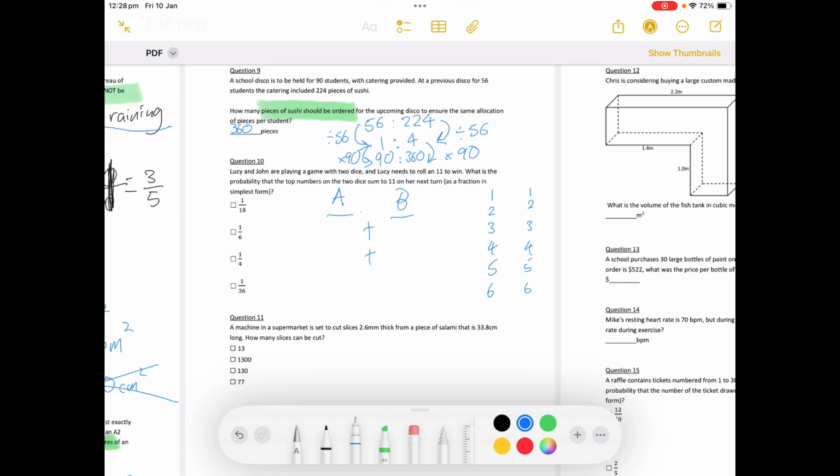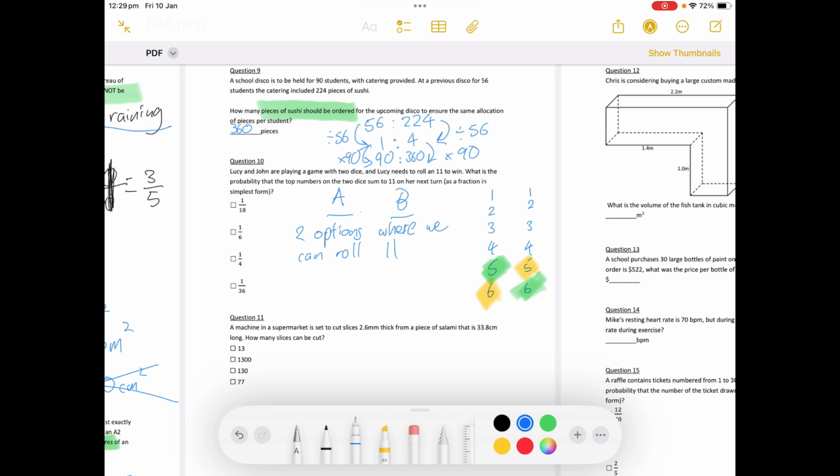Now the only way that you can get an 11 as your sum is if dice A rolls a 5, then dice B needs to roll a 6. Or dice A rolls a 6 and dice B rolls a 5. If we have that, then we will have 11 as our sum, which is exactly what we want. So there's two options where we can roll 11.